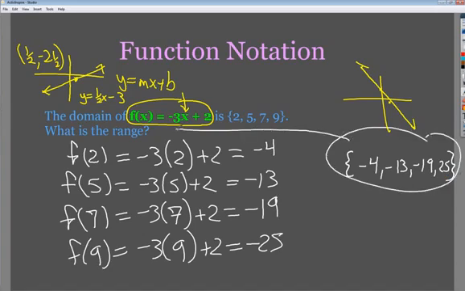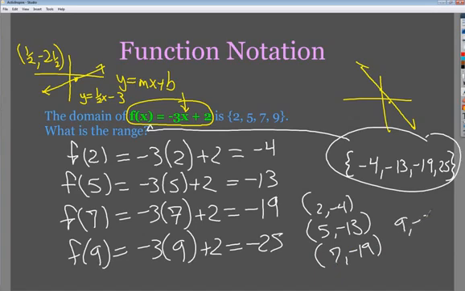That's my value of the range. And what it means is that on this graph, I have the points (2, -4), (5, -13), (7, -19), and (9, -25). It means all those points end up on this graph up here.